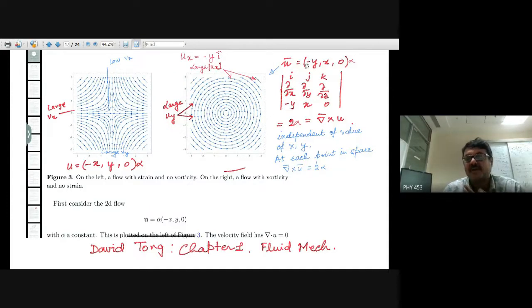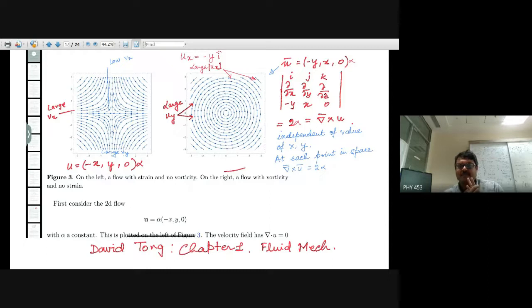Higher x means a higher value of the y component of the velocity. But if you are on this line where y is equal to 0, you don't have any x component of the velocity. And similarly, you can think how it is going to change as you go along this direction. So on this direction, x is equal to 0, so you don't have any y component of the velocity, but you have an x component of the velocity. So here the ux is high, ux equal to minus y.